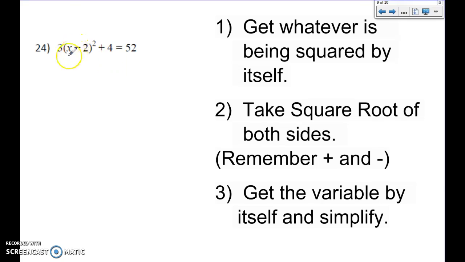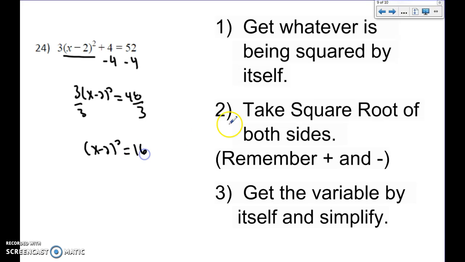Same basic idea. We want to get whatever's being squared by itself. So I'm going to subtract 4 here, and I got 3 times x minus 2 squared equals 48. I subtracted because whenever we solve an equation, we want to be getting rid of addition or subtraction first. Then we're going to divide both sides by 3. Sorry for yawning. x minus 2 squared is going to equal 16.